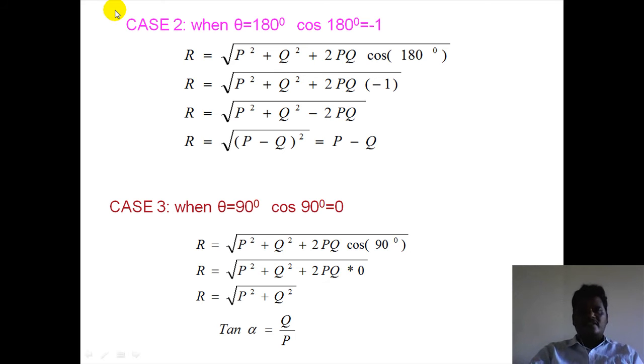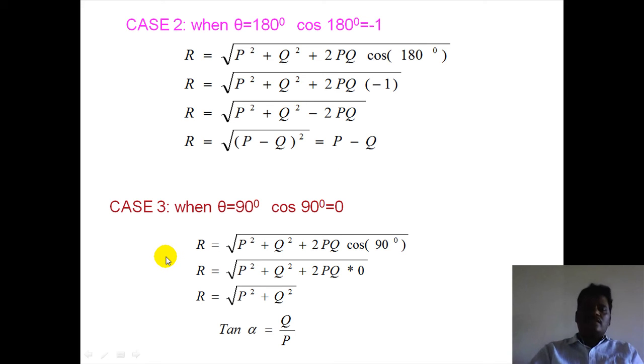Now case 2, the second special case. When theta is equal to 180, what is cos 180? Very nice, cos 180 is minus 1. R is equal to the square root of P squared plus Q squared plus 2PQ cos 180. Instead of cos 180, I am writing minus 1. Plus into minus becomes minus, so R is the square root of P squared plus Q squared minus 2PQ. Now we get R is equal to the square root of (P minus Q) whole squared, which is nothing but P minus Q.